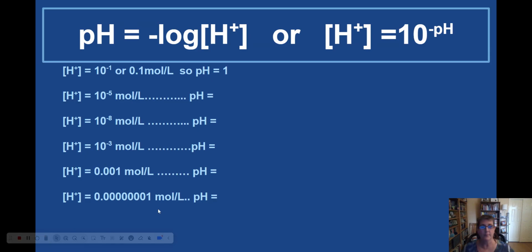0.000000001? Well, let's move the decimal. We're moving the decimal 1, 2, 3, 4, 5, 6, 7, 8 places to the right. So that's 10 to the minus 8. So the pH is 8. Yeah. So again, when you write H+ equals 10 to the negative, and there's a number, that number is the pH. That number is the pH. Very good. Okay, great. You're going to see this more in lab.